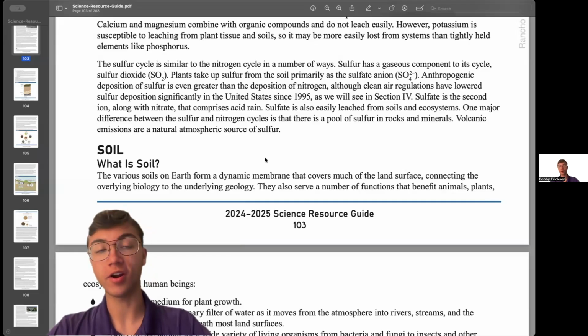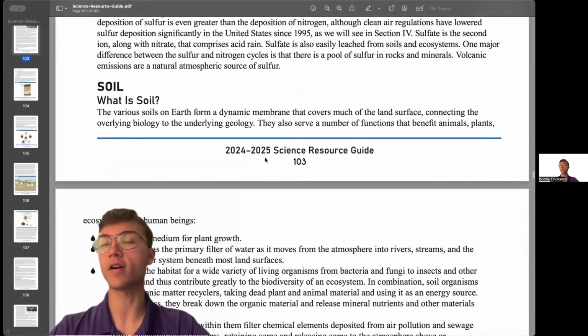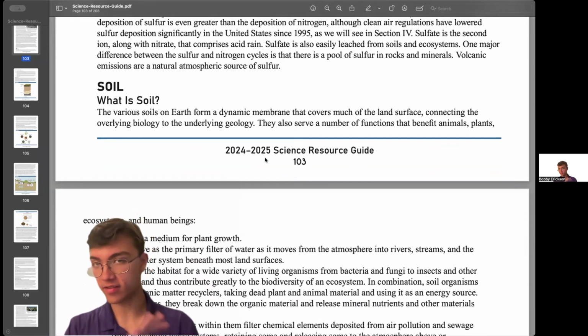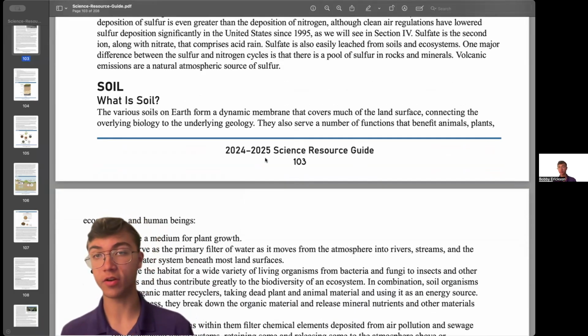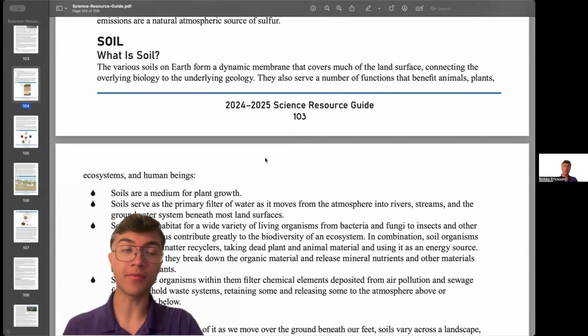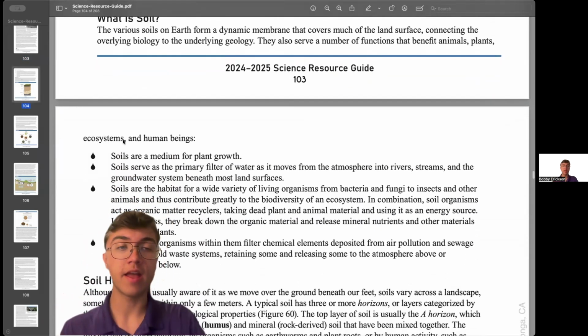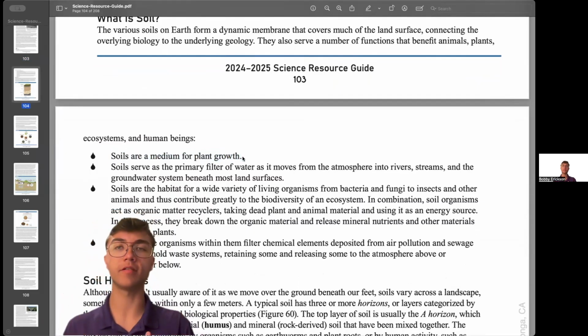Alrighty, so we're going to start going over a bit of soil. First we're going to start by talking about what exactly is soil. We know that it's the stuff that covers the earth, but it actually connects a lot of the different parts of the earth, for example, biology and underlying ecology as a whole. It actually benefits plants, animals, ecosystems, and human beings in several ways, including the fact that soils are a medium for plant growth. So remember, this one is easy to remember.